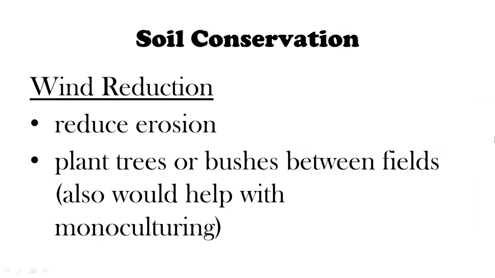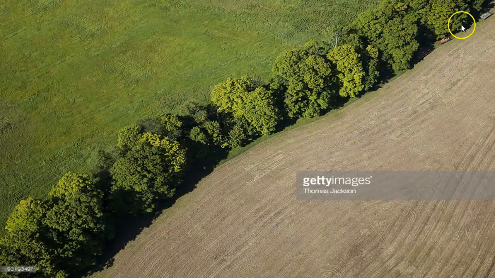There are also steps that can be taken to attempt to reduce the effect of wind on an area, which can reduce the amount of wind erosion. Trees or bushes can be planted between fields, or short and tall crops can be alternated in adjacent fields. This also helps by reducing monoculturing, which we know can decrease the fertility of soil over time. Here's an example of wind reduction. This is something that's called a shelter belt. So this is some tall trees that have been planted between two fields.